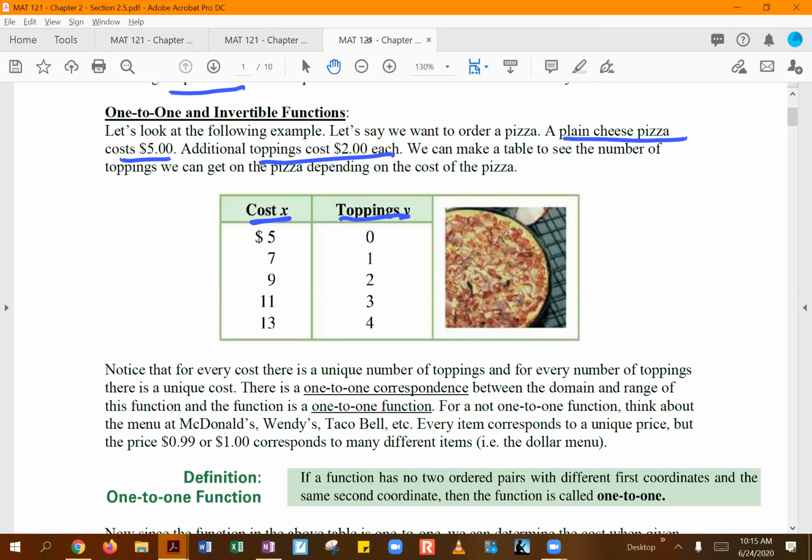So if you're only paying $5, then of course that means we're getting the plain cheese pizza, no toppings, so that's 0 toppings. If you're paying $11, then of course that means $5 for the basic cheese pizza, but then you are getting 3 additional toppings because you're paying $6 more for those toppings. So here the idea is the x represents the cost and the y represents the number of toppings. So if you know how much you paid for the pizza, you can calculate how many toppings we're going to get on the pizza.